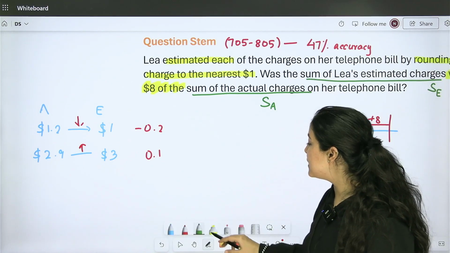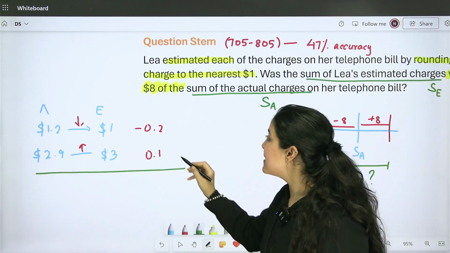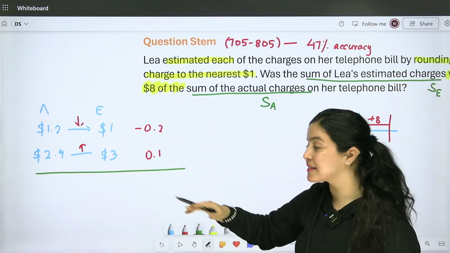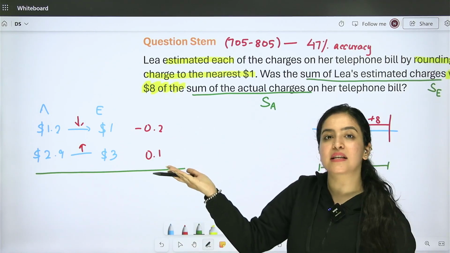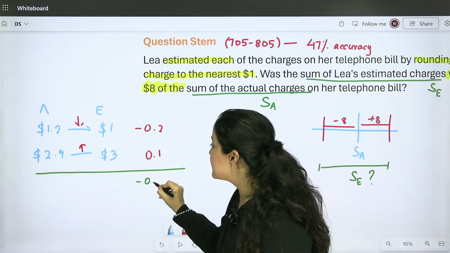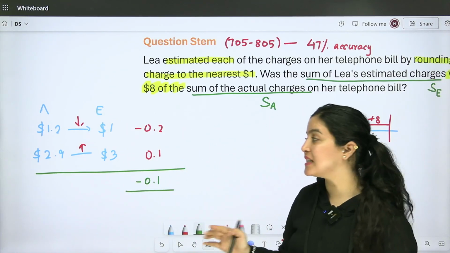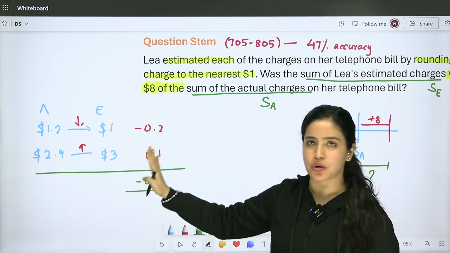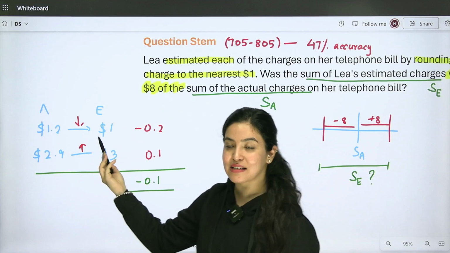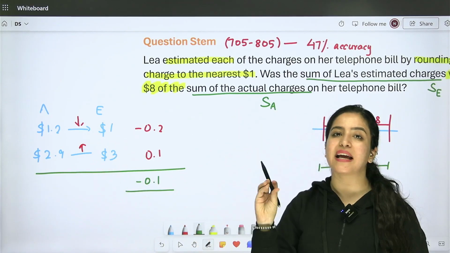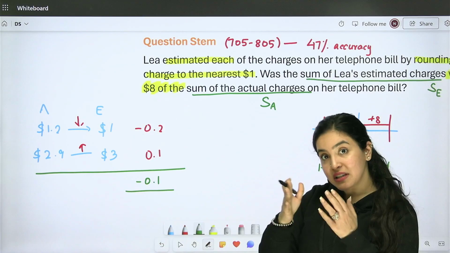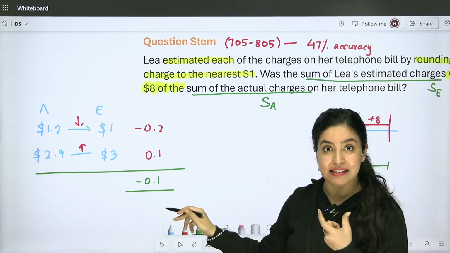So suppose there were only these two charges, then you understand that going from actual to estimate, first there was a reduction of 20 cents, then an increase of 10 cents. If you see overall the movement that is happening, just add these up, you will see it's a 0.1 reduction. Which means if this is the overall only situation, only two charges, then the difference between these two, actual and estimated totals, that difference will just be a 10-cent difference. The minus is just telling you that estimate is lower than actual, but the difference is just the magnitude of this number, a 10-cent magnitude.